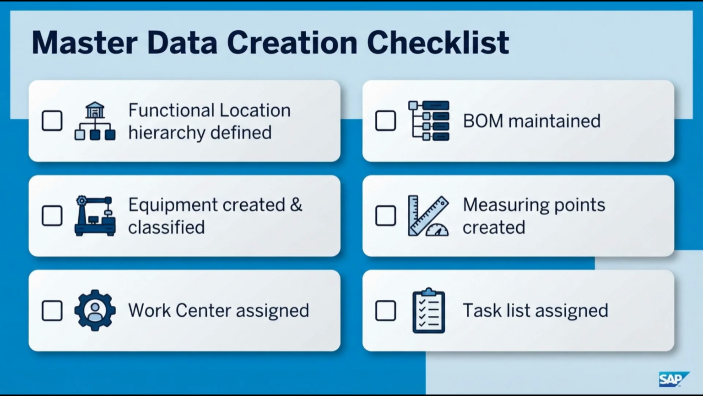Typical points include confirming that the functional location hierarchy is properly designed, equipment is created with the correct category and views, work centers are assigned, classification is maintained where required, and relevant bills of material or measuring points are created. Using a checklist reduces the chance of missing important fields. Clean master data at the beginning prevents many problems later in planning, execution, and reporting. Make it a habit to review master data against a standard checklist before releasing it for use.